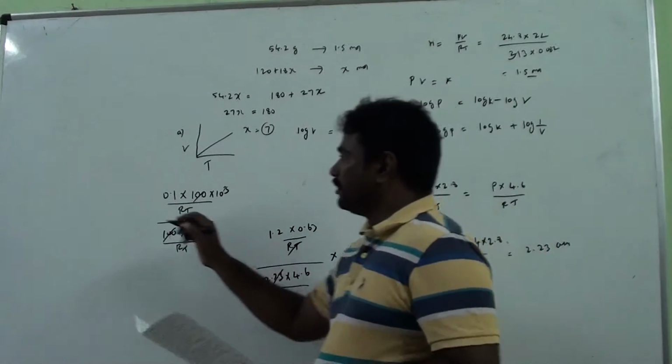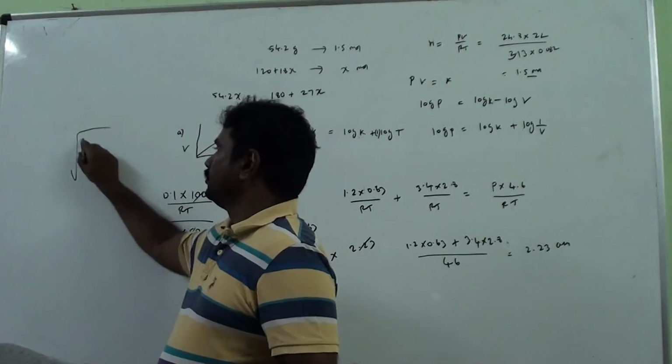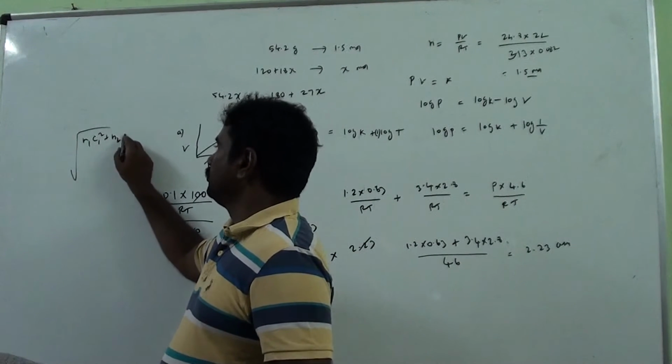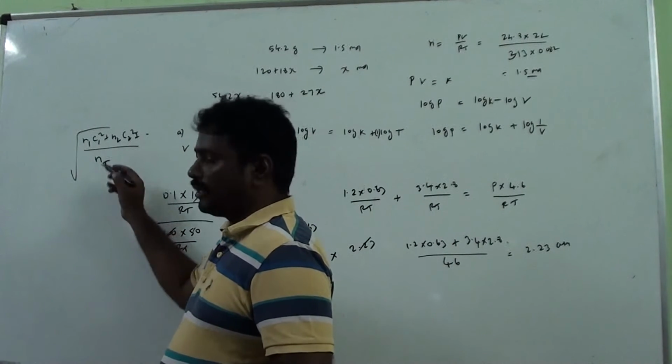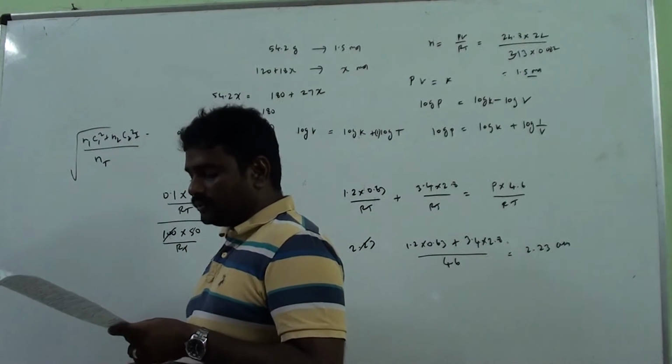Eighth one. RMS velocity formula: root of n1 c1 square plus n2 c2 square like this, divided by n total, all under the root. So what answer comes? 3.